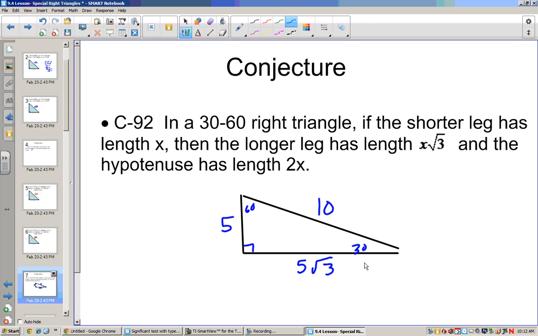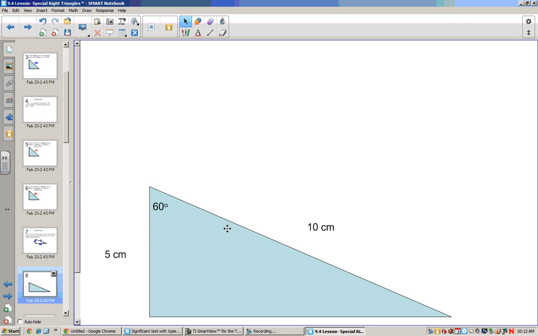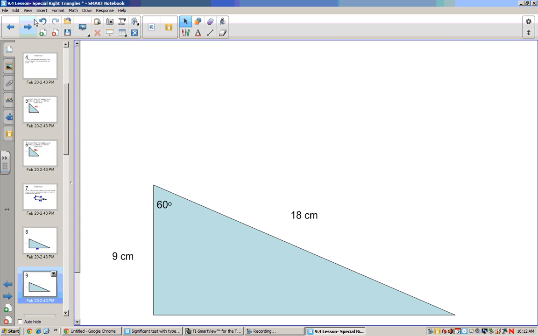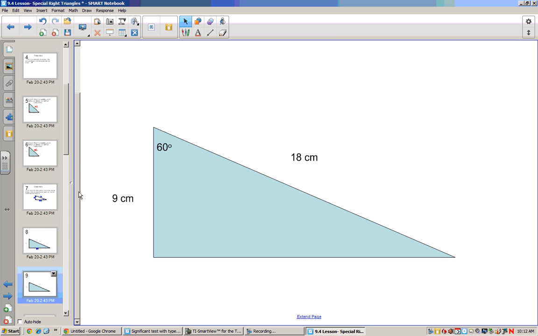And this is a very common triangle used in architecture, used throughout mathematics. That's a good one to know. So if we knew 10 and 5, this side would be 5 root 3, like we just did on the previous page. If this was 18 and 9, this is a 30-60-90. And so 18 and 9, this would be 9 times the square root of 3.